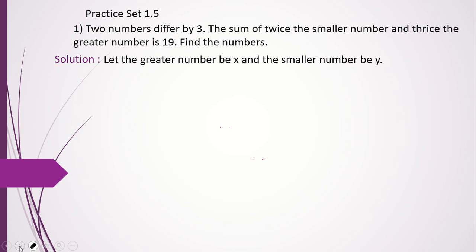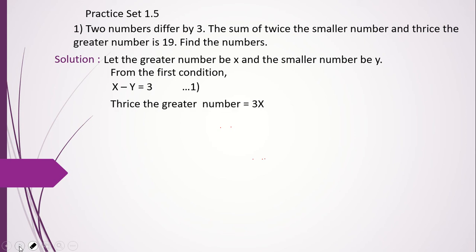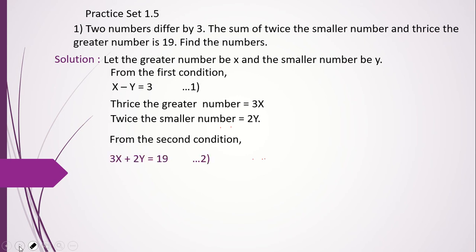So let us see. Let the greater number be x and the smaller number be y. From the first condition, x minus y is 3. Just now we saw how we get the first condition. Thrice the greater number is 3x and twice means 2y. From the second condition, 3x plus 2y is 19. Now just solve these equations. In order to solve, we multiply equation number 1 by 2. Why? So that we get minus 2y here. Then minus 2y plus 2y will get cancelled.